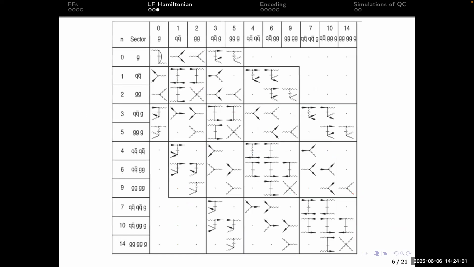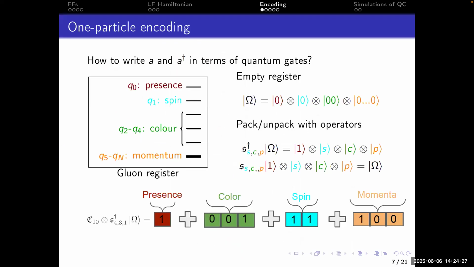So this is kind of the interactions that we can encounter in the Hamiltonian. We see here the mixing between different Fock sectors. So, for example, from a gluon, we can end with 3 gluons. With 3 gluons, we can end with 5 gluons. So this is telling us how the different Fock sectors are mixed.